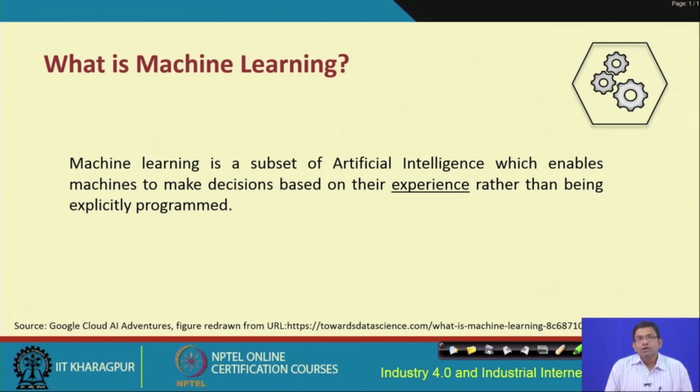Machine learning talks about how you can try to harness the experience from the past and try to make decisions for the future. So, machine learning basically will enable the machines to make different decisions based on the past experience, rather than having the machine perform the actions based on what it is explicitly programmed to.